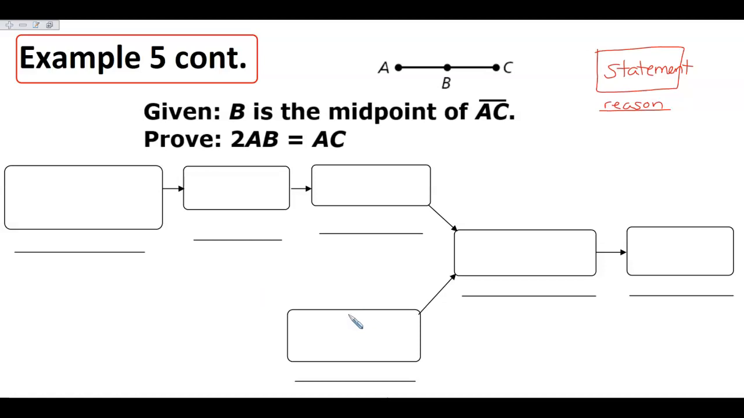So step 1, we have B is the midpoint of segment AC, and it is given to us. So I'm going to write B is the midpoint of segment AC. And I know that this is true because it was given to me. Okay? What did we get from this? What did this tell us? This told us, step 2, that segment AB is congruent to segment BC. Wrote that a little close, sorry.